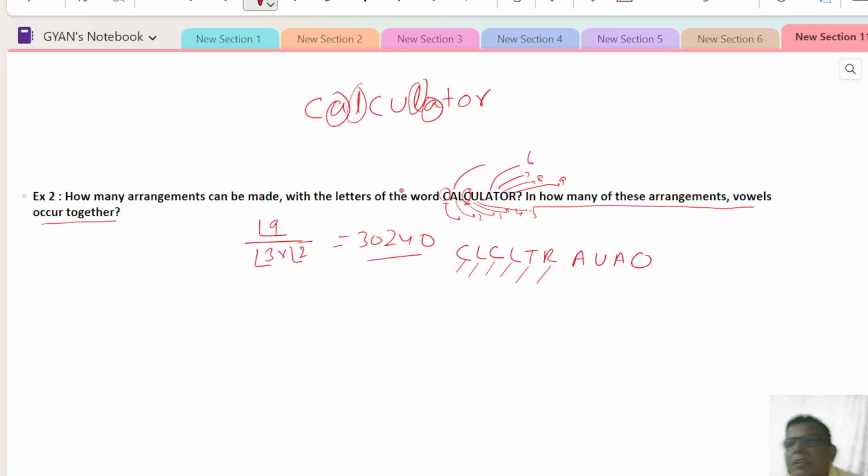A is 2, L is 2, and C is 2. And the total number is 1, 2, 3, 4, 5, 6, 7, 8, 9, 10. So that will be factorial 10, divided by these repetitions. So this will be the answer.